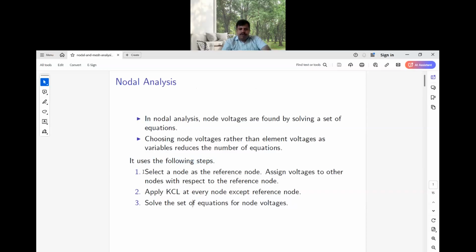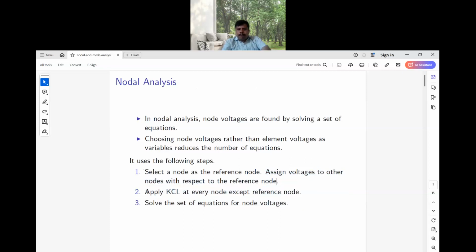If you take any particular network, you need to select one node as a reference node. We also call this node the datum node. At the datum node or reference node, the voltage is equal to 0, and all the other voltages are with reference to this node. Assign voltages to the other nodes with respect to the reference node.